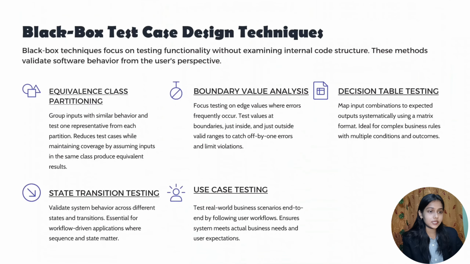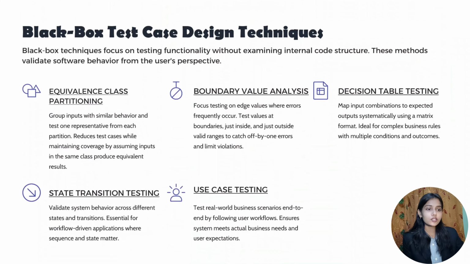In black box techniques, we test the system from a user point of view. We don't look at the internal code. We focus only on inputs and outputs. Common methods include checking valid and invalid inputs, testing boundary values, analyzing decision combinations, looking at different states of the system, and using real-life scenarios. These techniques help us test how the software behaves in the real world.